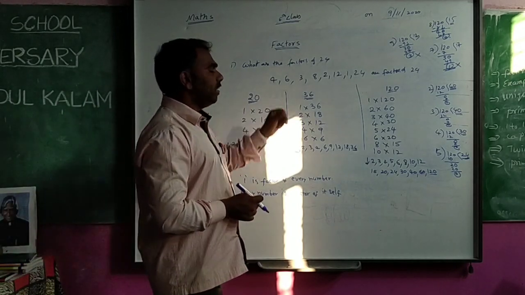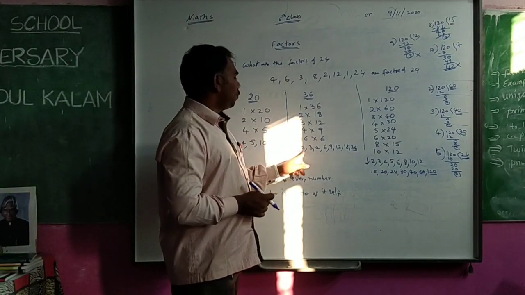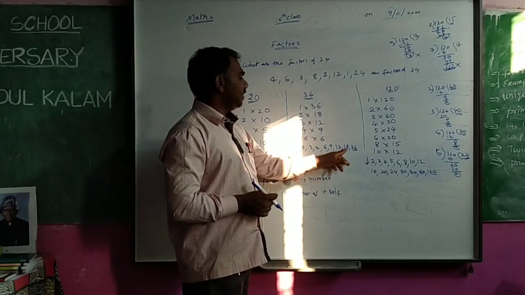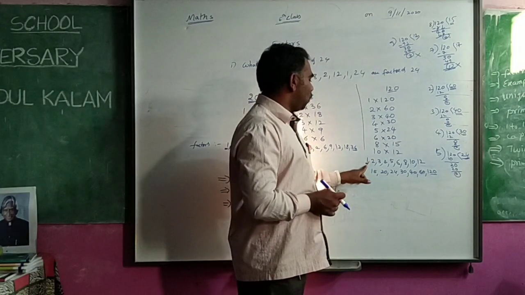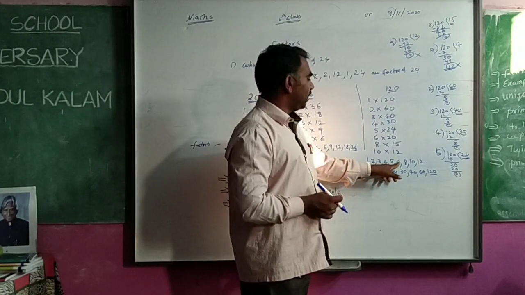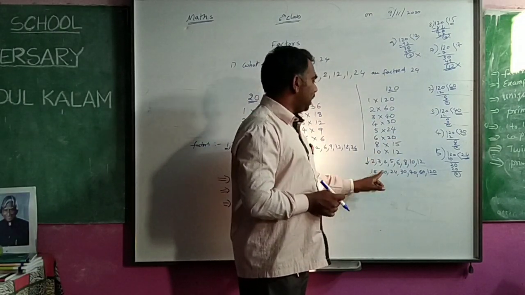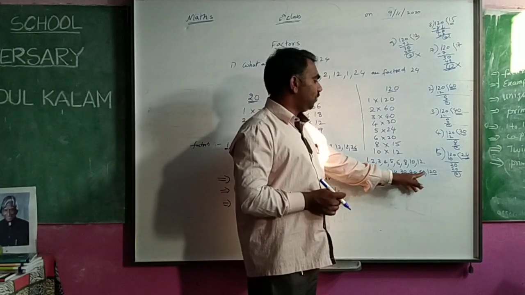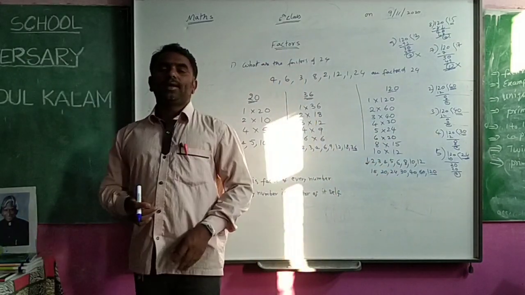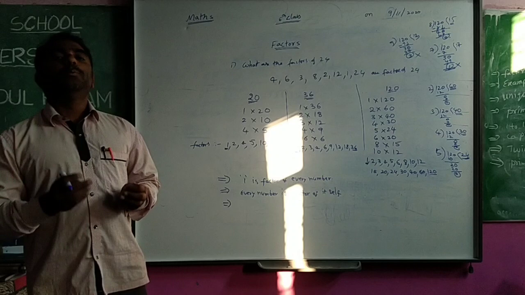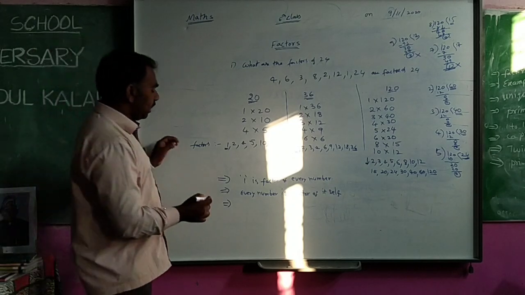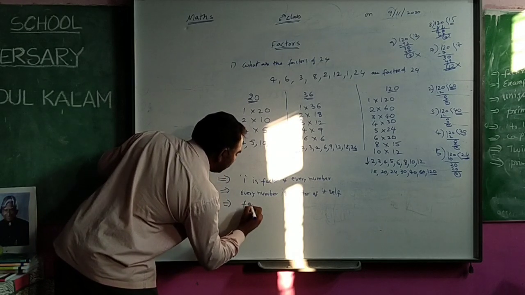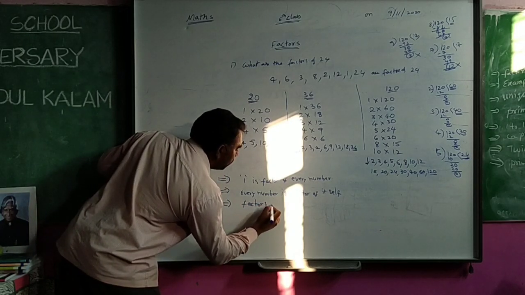For 36, how many factors are there? 1, 2, 3, 4, 5, 6, 7, 8, 9 are there. For 120, how many factors are there? 1, 2, 3, 4, 5, 6, 7, 8, 9, 10, 11, 12, 13, 14, 15, 16. Like that, we are able to count the number of factors. So factors are countable.